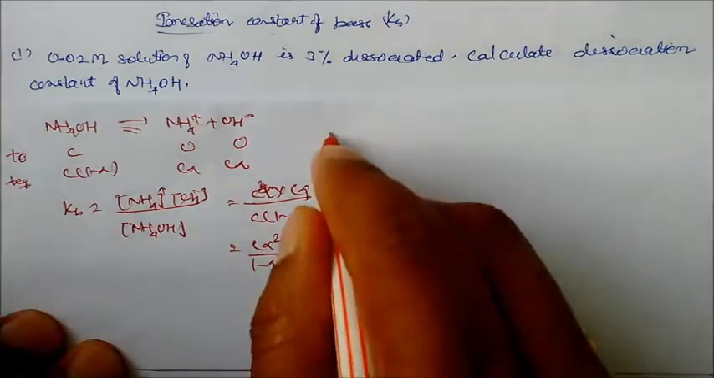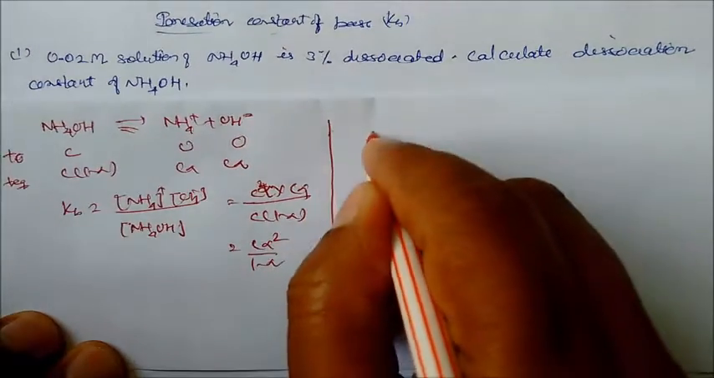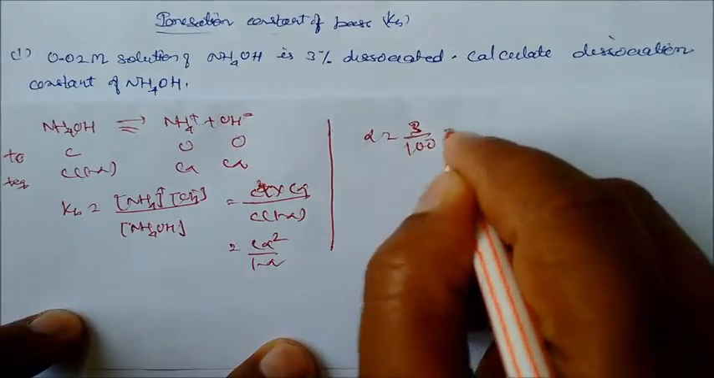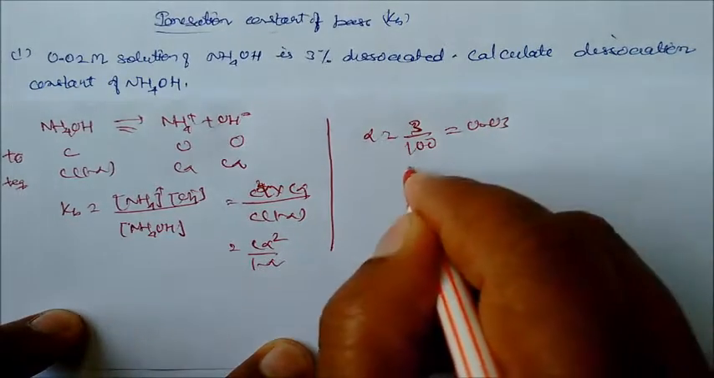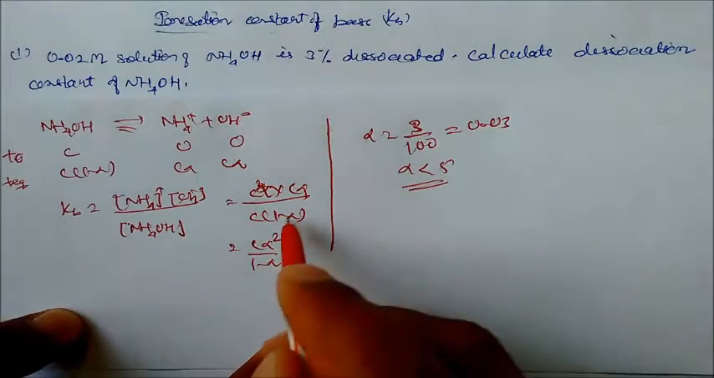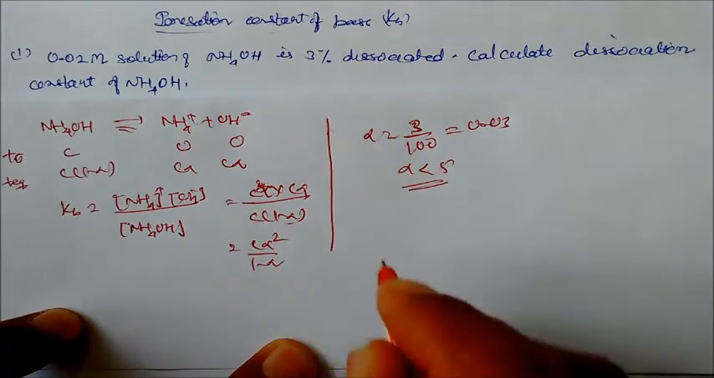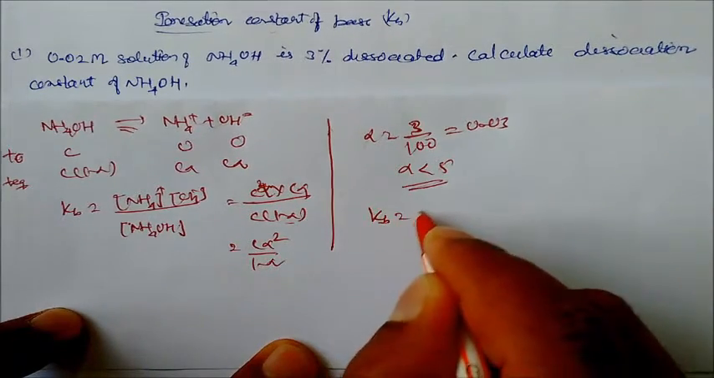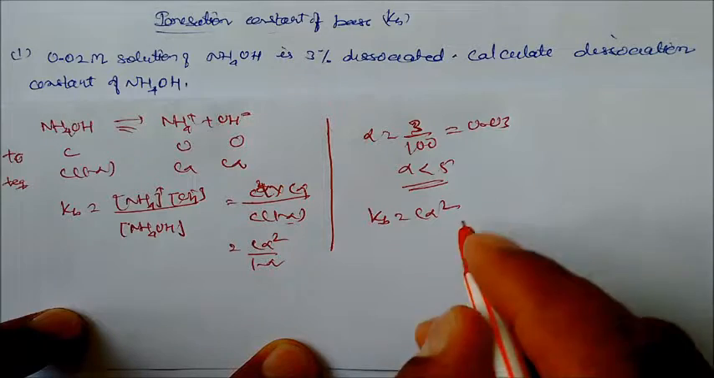So what is alpha? Alpha is equal to 3% dissociated, so 3 upon 100. So this is nothing but 0.03. So it is again less than 5%, so alpha in the denominator can be neglected. So again we can write directly Kb is equal to C alpha square.